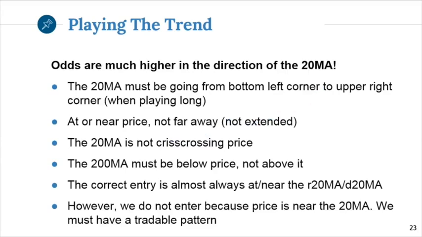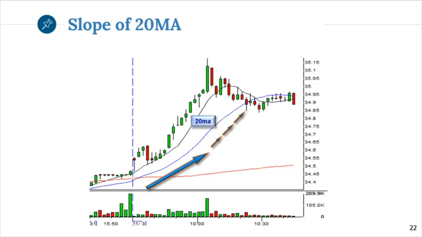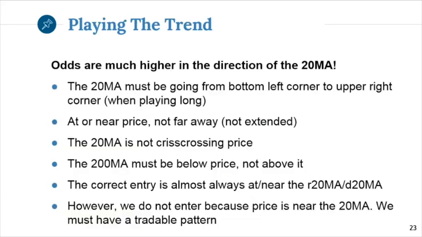Of course, there are exceptions, and that's when the stock goes climactic, when it goes way up and goes vertical. Then that's the only time that I go against the trend. That's actually the only time that I look to go against the trend. So odds are in your favor if you play in the direction of the 20 MA rather than against it. The 20 MA must be going from the bottom left corner of the chart to the upper right corner of the chart when playing long.